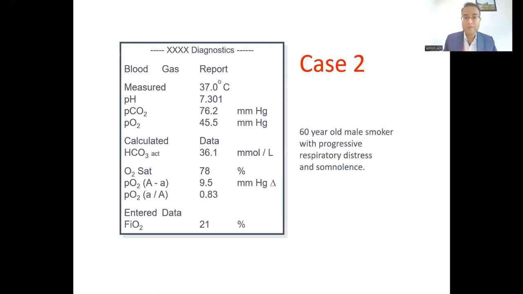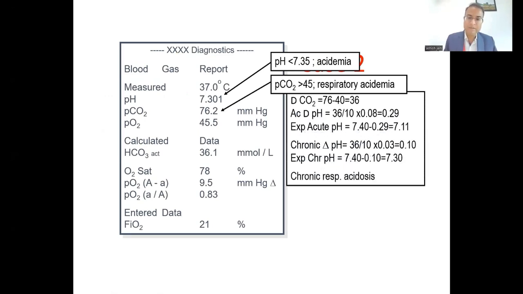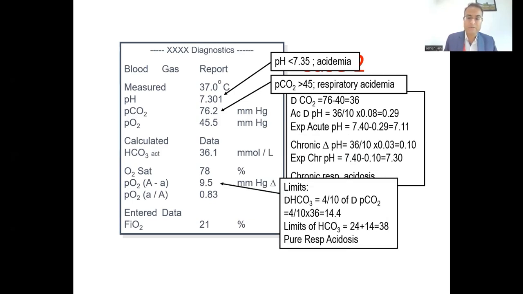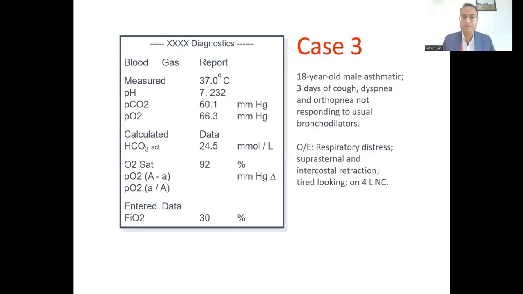Case 2, a 60-year-old male smoker with progressive respiratory distress and hypersomnolence. So pH is less than 7.35, it is acidemia. PCO2 is high, it is respiratory acidemia. Acute or chronic? With the calculation we came to know it is chronic respiratory acidosis. And the compensation is almost normal, full compensation, so it is pure respiratory acidosis associated with hypoxemia. The anion gap is normal, which means this hypoxemia is because of hypoventilation.